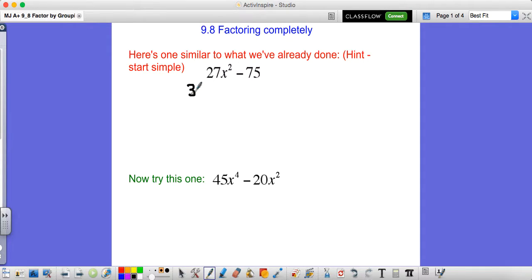So we can factor out a 3, and then we need to ask what we're left with. 3 times what gets you 27x squared? Well, that's just 9x squared. 3 times what gets you 75? That's 25.